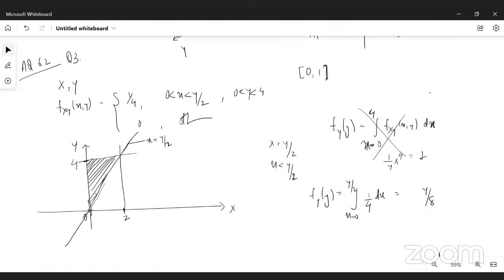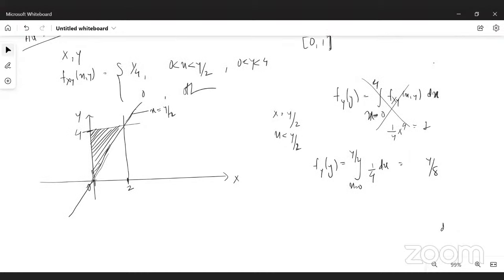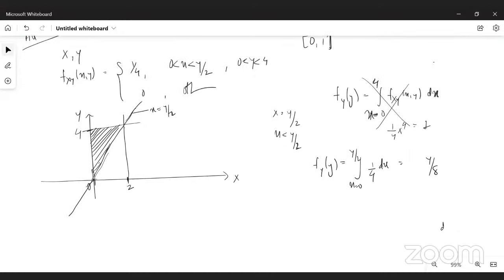We have to find for y, marginal density of x, then we will have to integrate over y. Integrate with respect to y. Right? And in that case, the limit would have varied from y by 2 to 4.